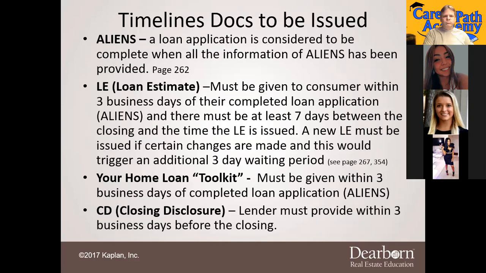Here we go. Must be given to the consumer within 3 business days of the completed loan application. And there must be at least 7 days between the closing and the time the LE is issued. A new LE must be issued if certain changes are made, and this would trigger an additional 3-day waiting period. But keep in mind, if that new LE had to be issued shortly before the closing, the closing has to be pushed out because it can't be within 7 days of the time the LE is given.